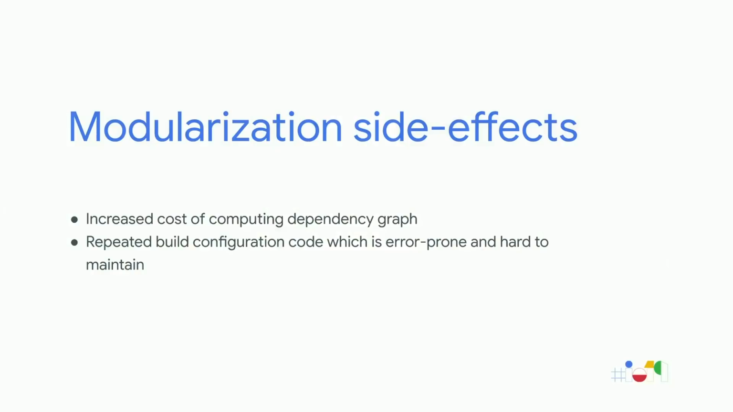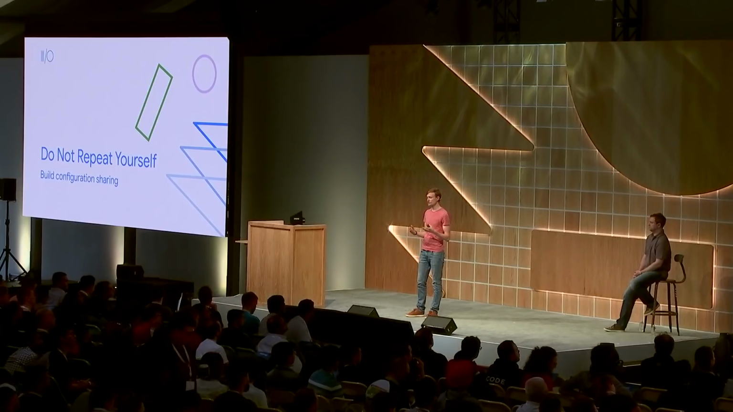But often these are offset by the fact that you're doing a lot of saving from all the things that I described before. One thing that is not so easy and not so obvious is that you have a lot more build files now. And this is one of the things that we struggled a lot with in AndroidX. So a standard practice in software engineering is not to repeat yourself. And the same applies to build configuration files. Less code is simply easier to manage.